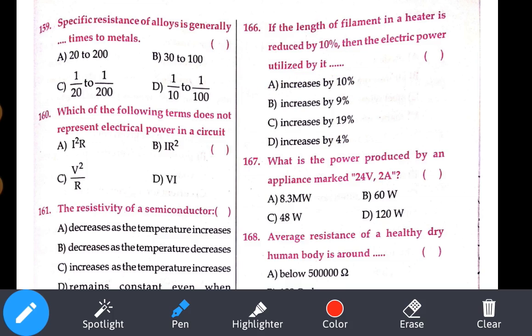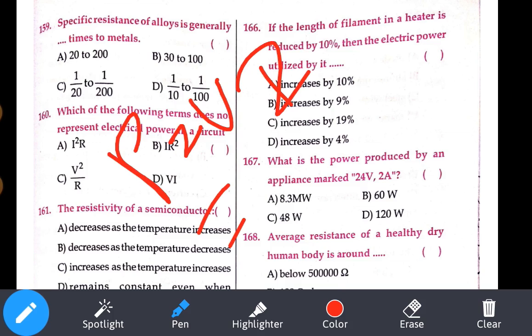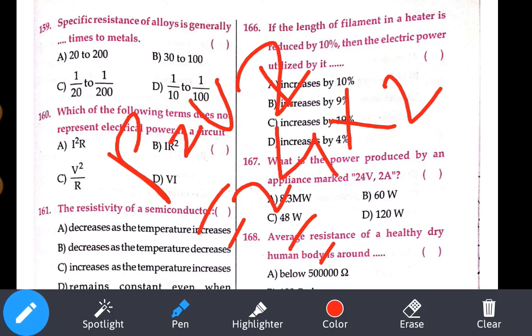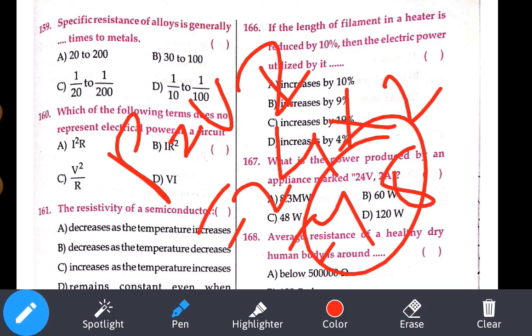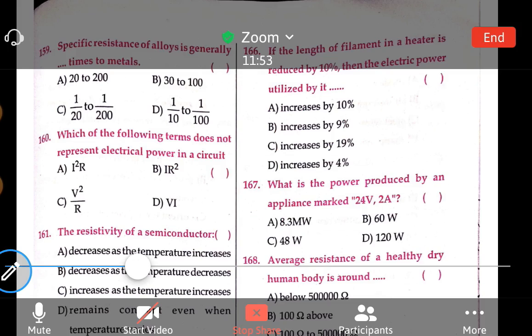Option number A. What is the power produced by the appliance marked? P is equal to VI. What is the V value given? 24. What is the A value? 2. 4 2s are 8, 2 2s are 4, so 48 watts. Option number C is our answer.